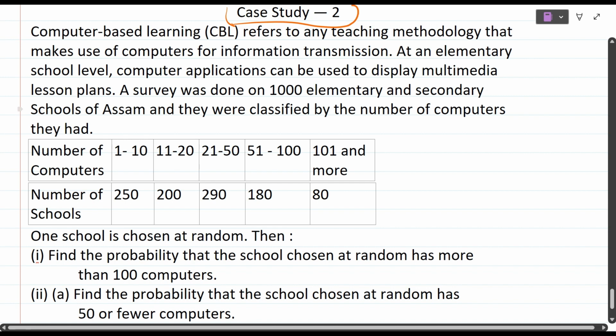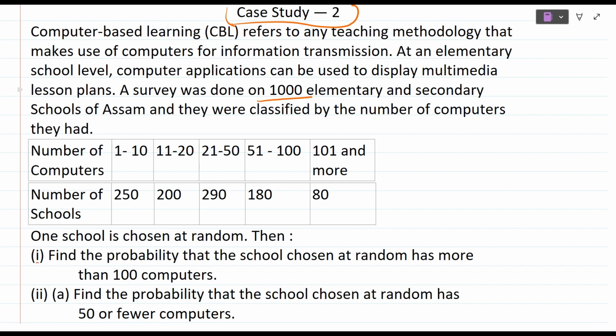Here they have given 1,000 elementary and secondary schools of Assam. A survey has been done, meaning how many schools have a number of computers in their computer lab. Here try to understand the tabular column, students. The number of computers from 1 to 10, 250 schools have; 11 to 20, 200 schools; 21 to 50 computers, 290 schools; 51 to 100 computers, 180 schools; and 101 and more computers, 80 schools. This is about this tabular column.